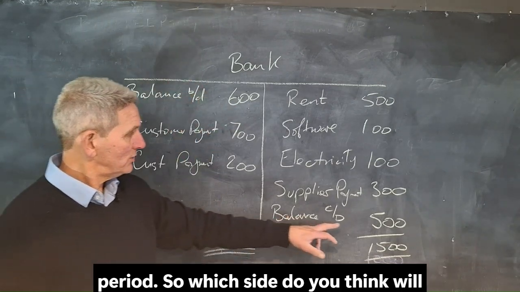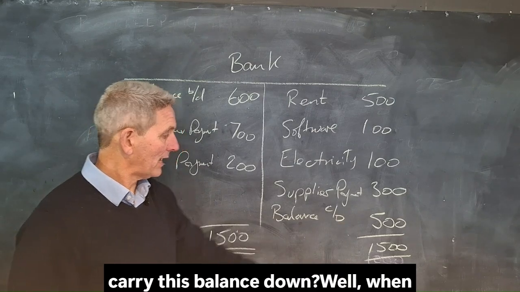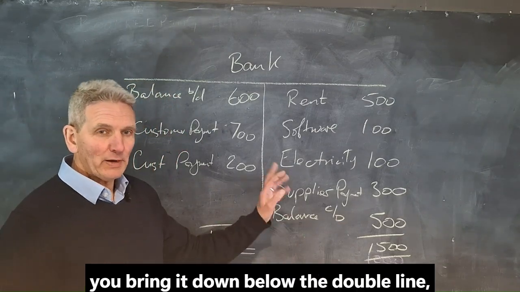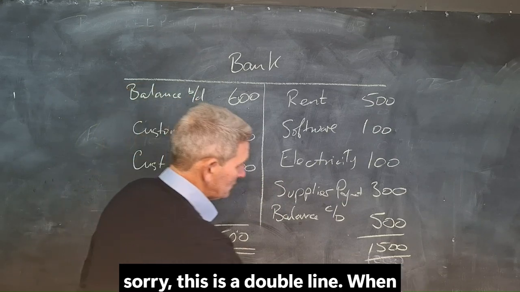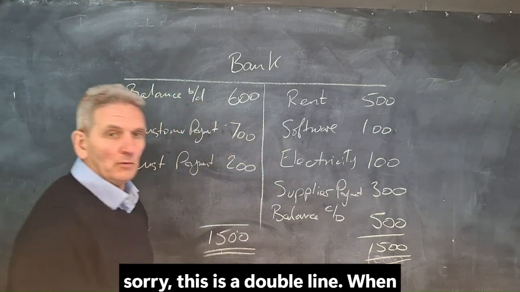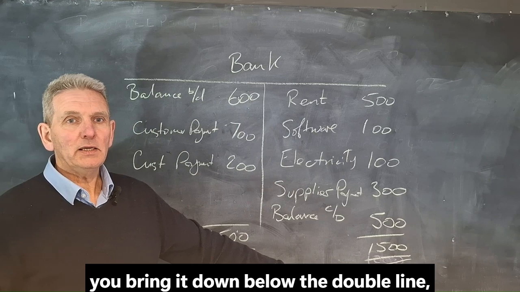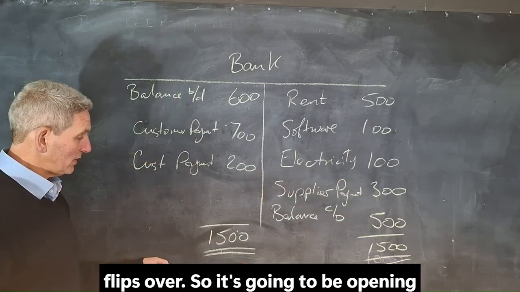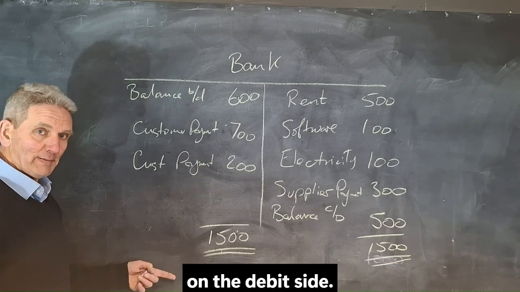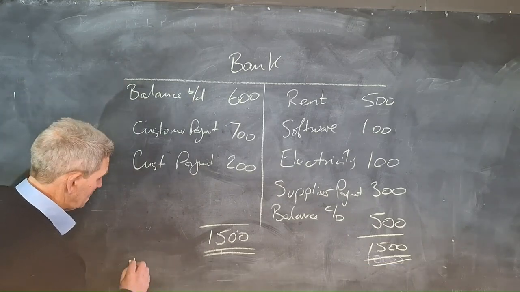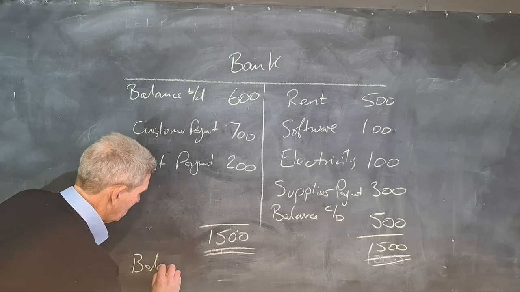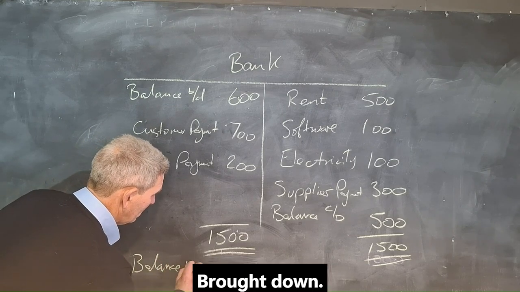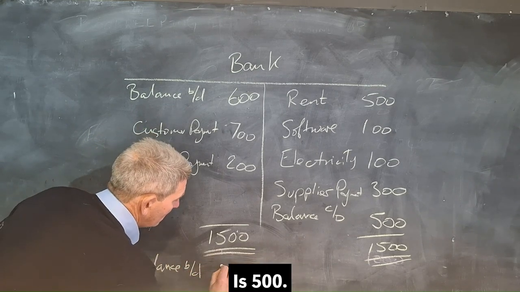So which side do you think will carry this balance down? Well, when you bring it down below the double line, sorry, this is a double line. When you bring it down below the double line, it doesn't stay on the credit side, it flips over. So it's going to be opening on the debit side. So this will be the balance brought down, 500.